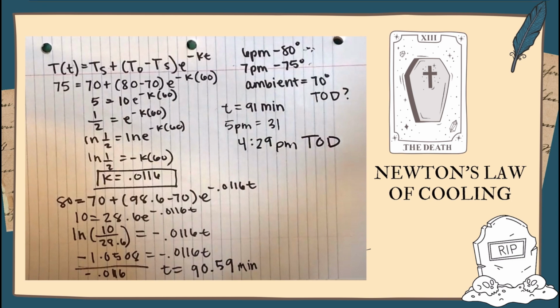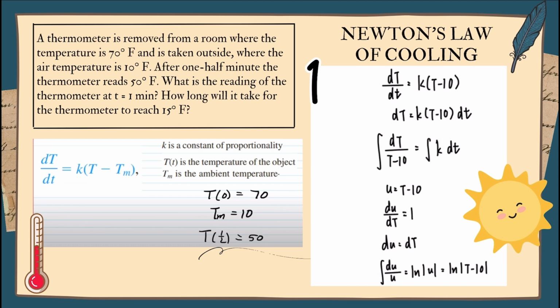At the end, we will get t equal to 90.59 minutes. And the time of death is 4:29 p.m. This is also a very common example for Newton's law of cooling.